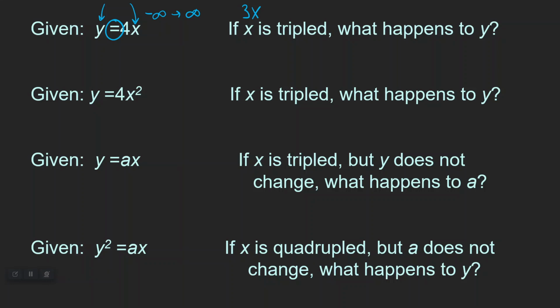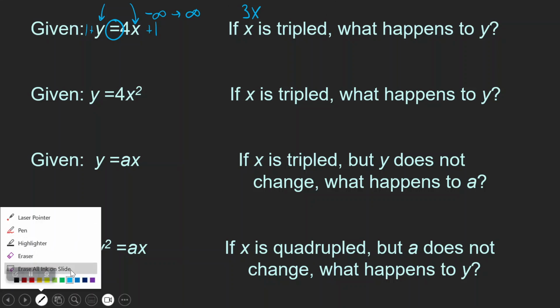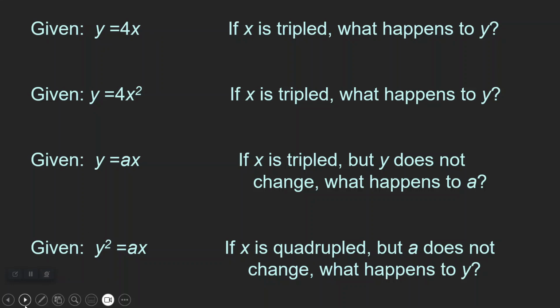We cannot violate that. And in order to keep that true, whatever you do to the right side of an equation, so let's say we add 1 to this right side, well, we have to do the same thing to the other side. We have to add 1 to the other side. And that's how equal signs and equations work. So knowing that, let's see what happens when we triple the value of x.